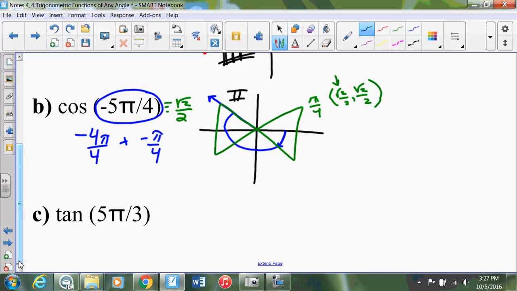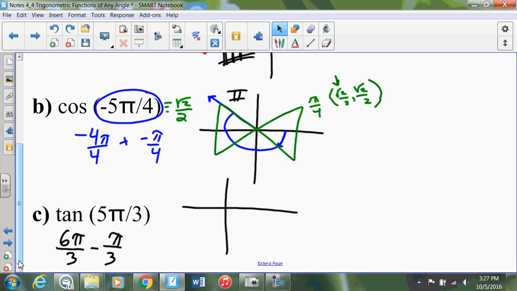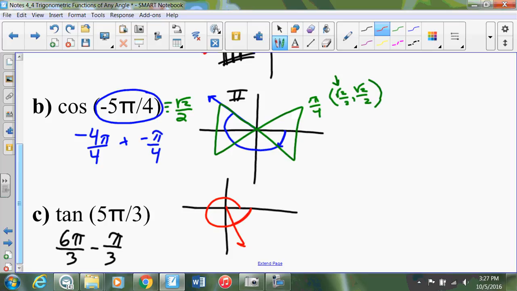5π/3, I think, that is almost 2π, right? 5π/3 is the same thing as 6π/3 minus π/3. So that's 5π/3. If I was going to sketch it, I would go all the way to 6π/3, which is 2π, but I would come back π/3, which is right here. So I'd go this way first, and then I would back it up that way once I got to 2π.